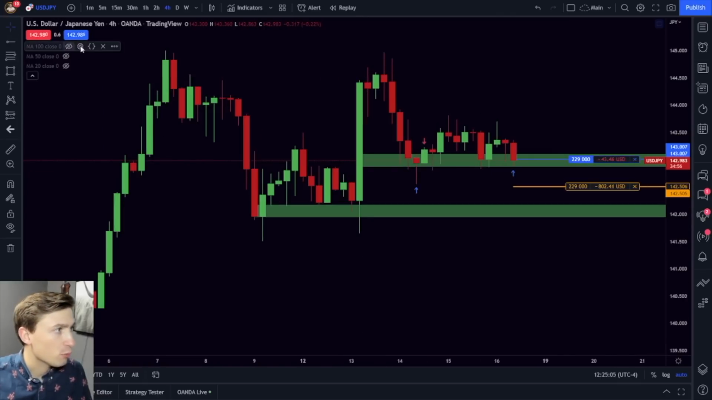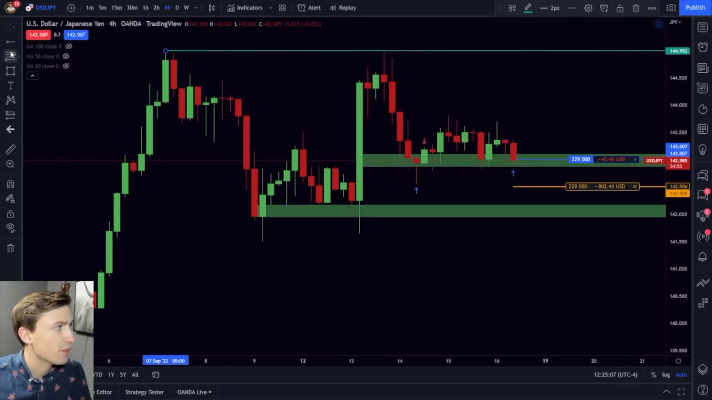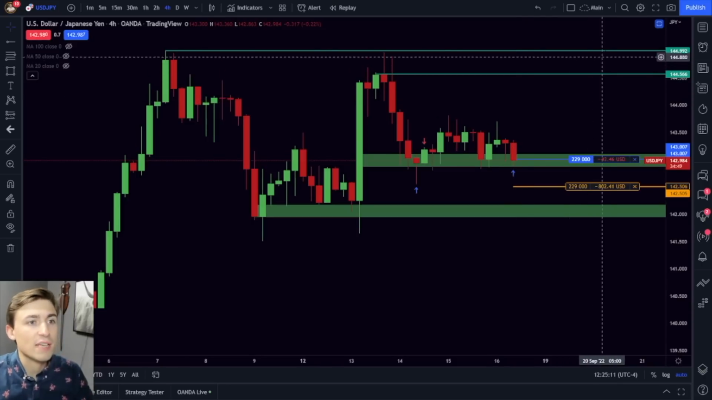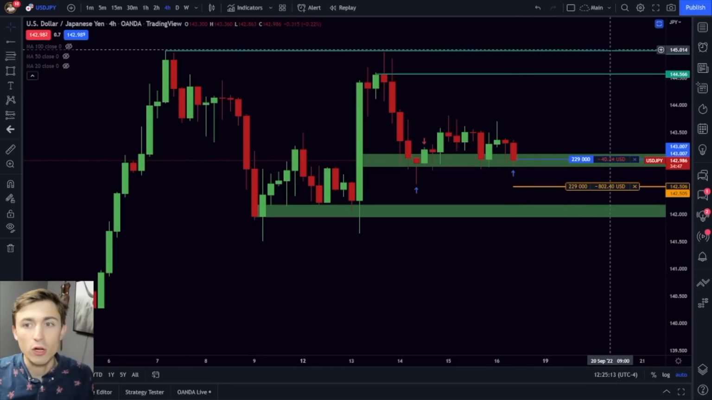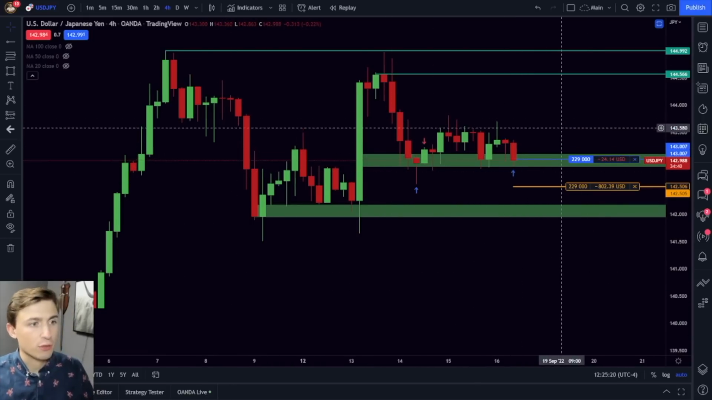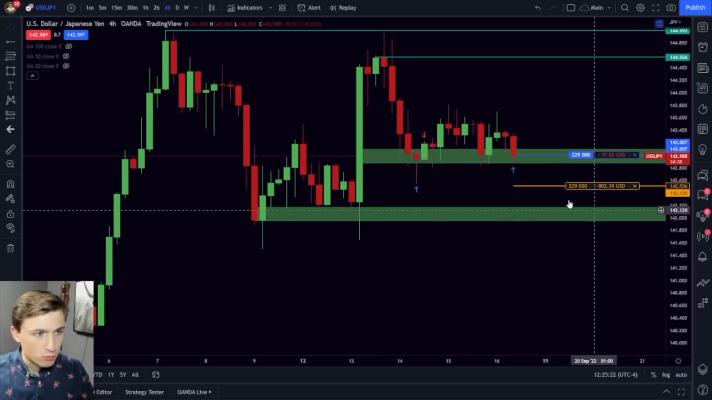Where could we go? Well, in terms of a target zone, I'm thinking that we have a possibility of finding our way back up to the previous high around 145 on the dollar yen. So now that I have my idea of what we're doing, we're buying a pullback in an uptrend. Where's the stop loss? Well, you can see it right here.